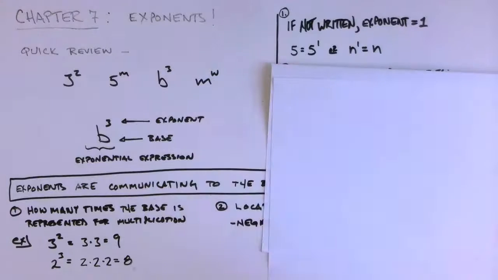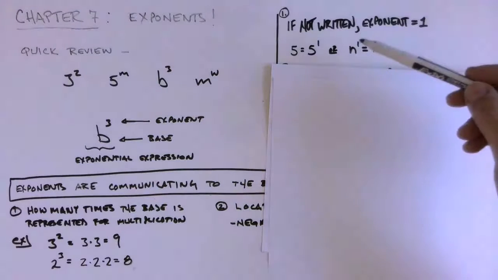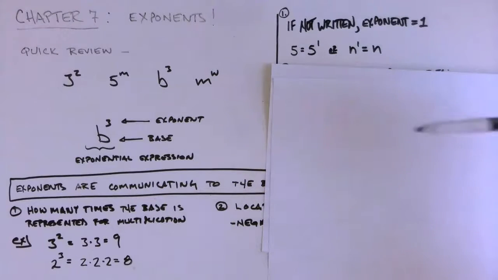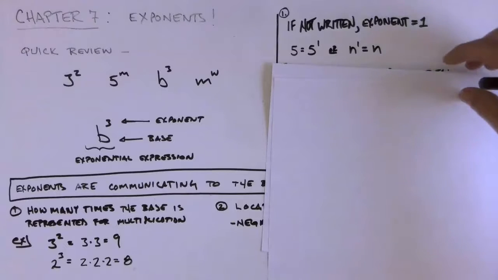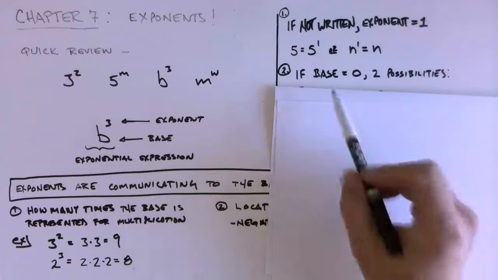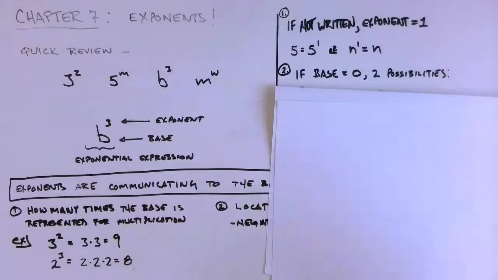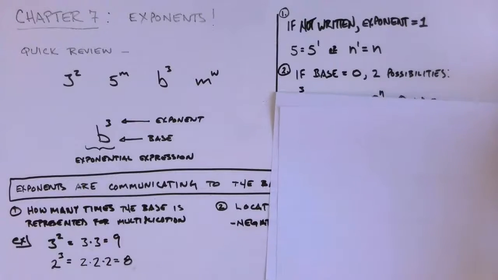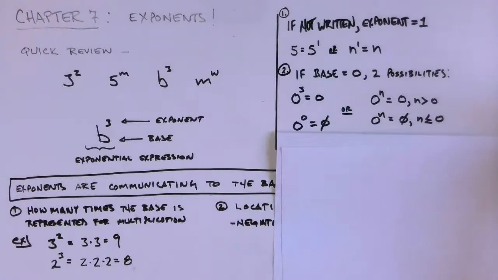You learn that usually early on. And so we seldom write that 1, but it can be written if necessary. But it's just implied. The second thing is, how do you handle 0? Well, when 0 is in the base, there's 2 possibilities. It could either be 0 or it could be undefined, so I want to go through those.